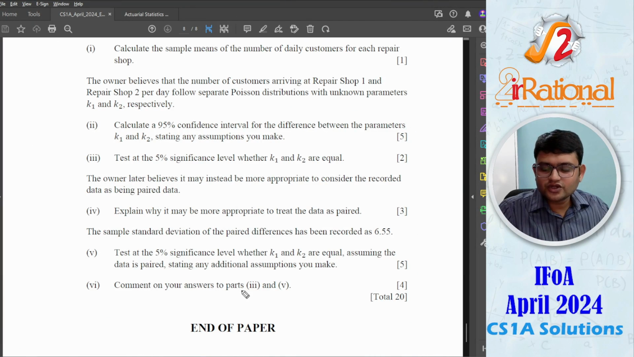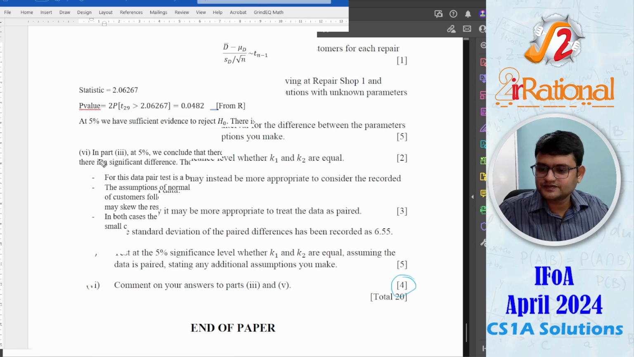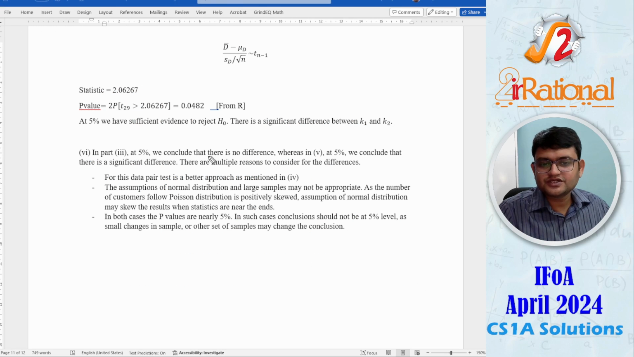Sixth part, comment on your answer to part 3 and 5. So because both of these are contradicting answers, they are asking us to comment on it. We have 4 marks. In part 3, at 5% we conclude that there is no difference, whereas in part 5, at 5% we conclude that there is a significant difference. There are multiple reasons to consider for this difference. First is, for this data, paired test is better approach as mentioned in part 4.